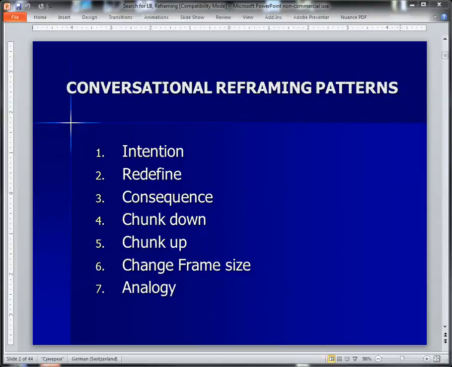But first of all, I would like to say a few words about the next one, which is number 8. So we already covered intention, redefine, consequence, chunk up, down, change frame sizes, analogy. And don't worry if you don't remember some of them, because when we will be practicing today, I will explain again in case you forget something. So no worries.